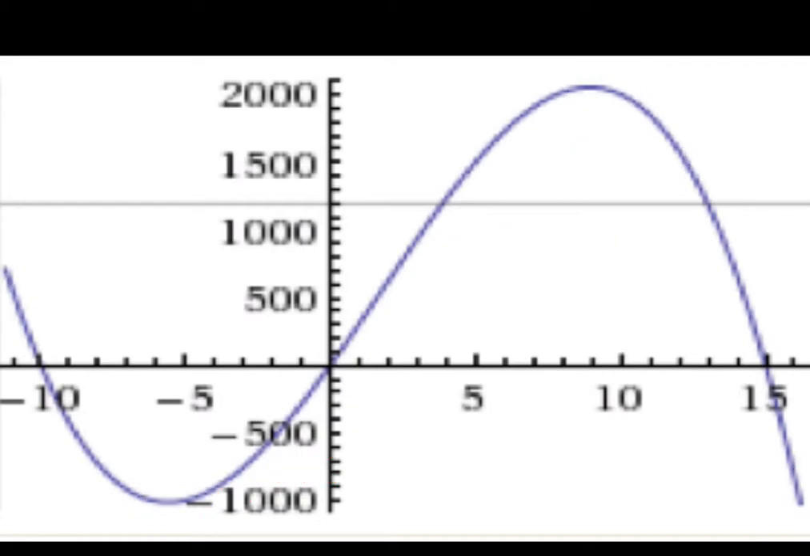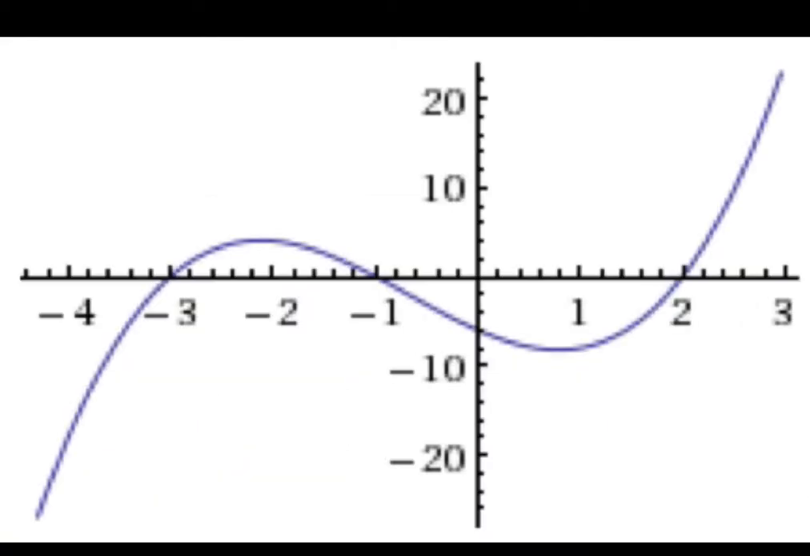So the things you need to be able to recognize from a graph like this are the zeros, the y-intercept, and the relative maximum or minimum. So on this one, I want you to pause it and see if you can identify those things, and then hit play on the video.